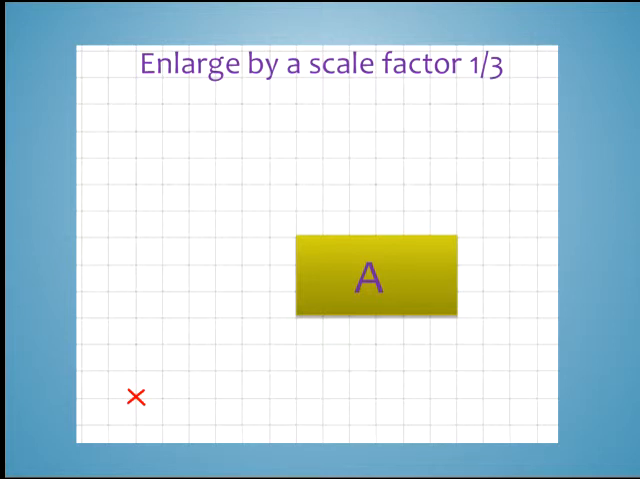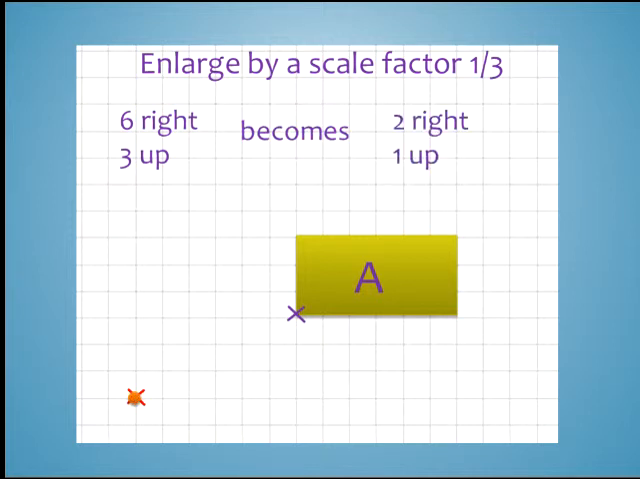Let's do another one. So here's the scale factor 1/3. So it still says enlarge because it is an enlargement, but mathematically if something's 1/3 of the size, it's shrinking. So closest point, the distance there is 6 right and 3 up. So 1/3 of that becomes 2 right and 1 up. So that's what we're going to do.